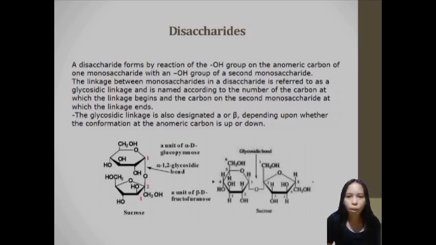It is named based on the number of the carbon at which the linkage begins and the carbon on the second monosaccharide at which the linkage ends. The glycosidic linkage can be designated as alpha or beta depending on the conformation at the anomeric carbon. If the conformation is up, it is designated as beta, and if it is down, it is designated as alpha.